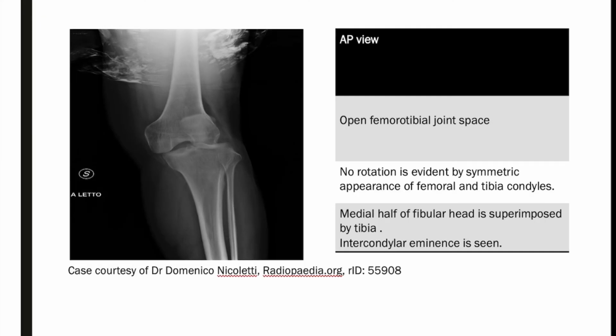Critique. We need to take into consideration that for this image, some of the critique is not accomplished because this is a trauma situation. For the AP view, we need to show an open femoral tibial joint space. No rotation is evident by symmetric appearance of the femoral and tibial condyles. And the medial half of the fibular head is superimposed by the tibia. Also, the intercondylar eminence is seen.